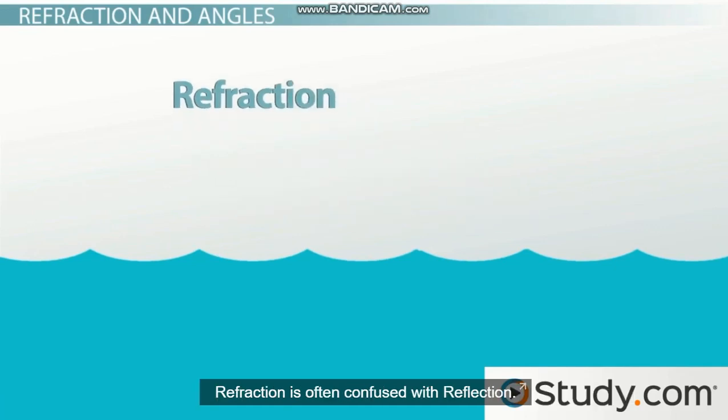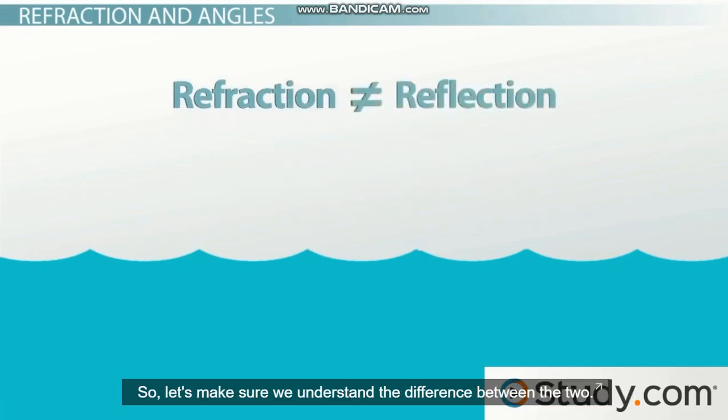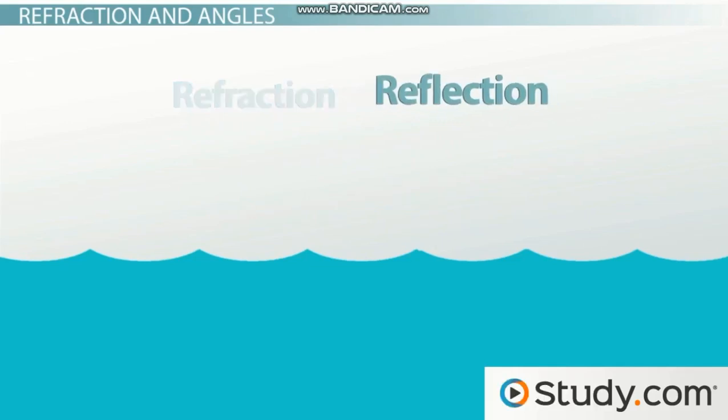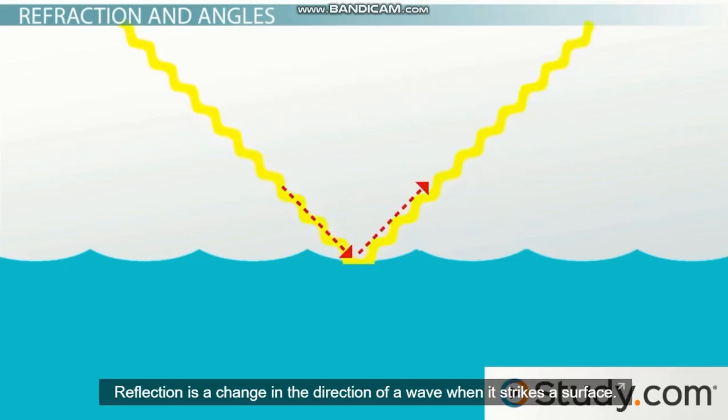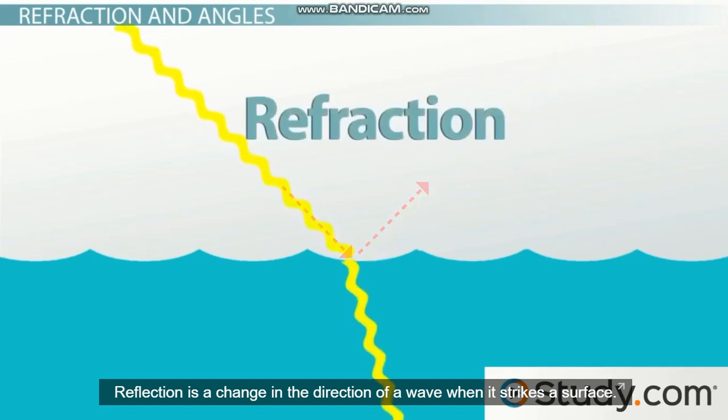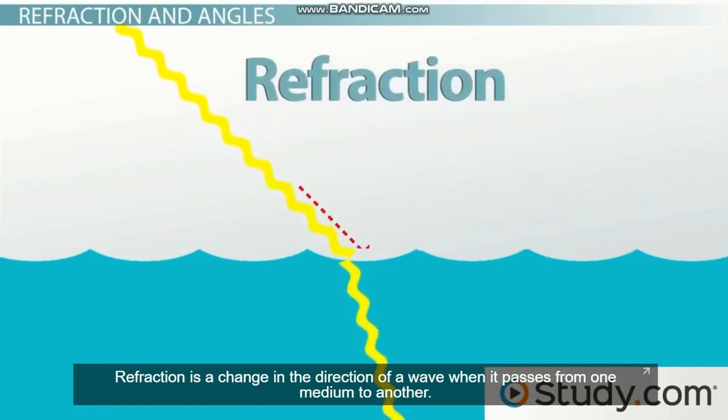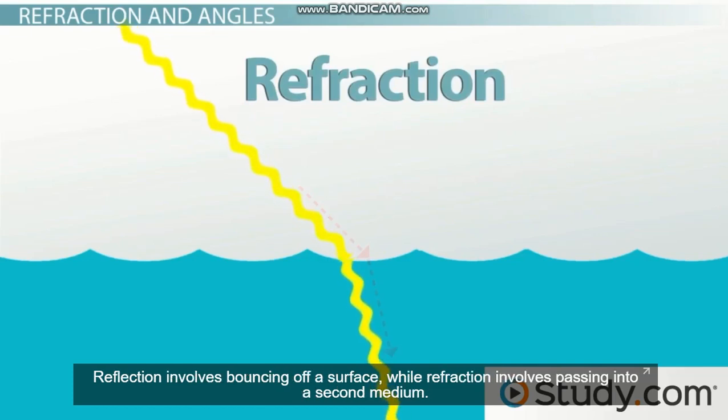Refraction is often confused with reflection, so let's make sure we understand the difference between the two. Reflection is a change in the direction of a wave when it strikes a surface. Refraction is a change in the direction of a wave when it passes from one medium to another. Reflection involves bouncing off the surface, while refraction involves passing into a second medium.